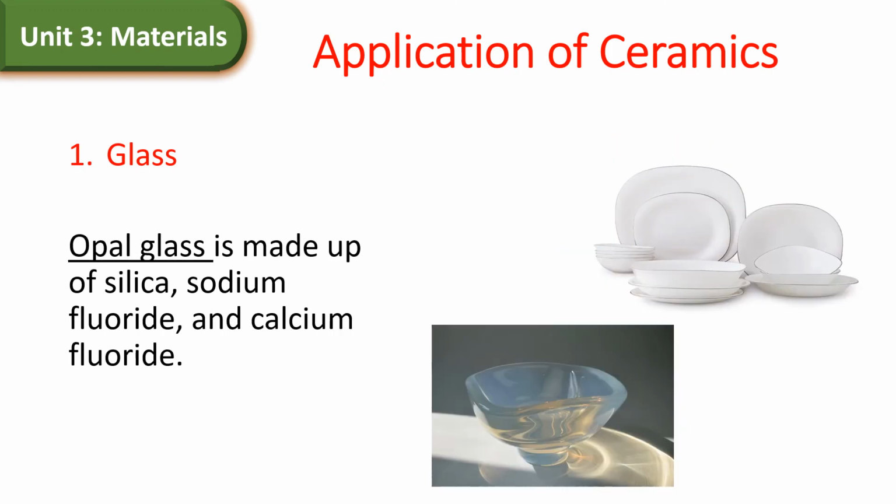And finally, we have your opal glass, which is made up of silica, sodium fluoride, and calcium fluoride. These opal glass are your milk glass, so they can be found in your mirrors, your reflective glasses, your safety glasses, or in some dinnerwares such as your bowl and also your plates.